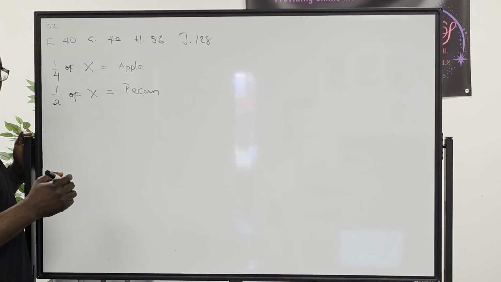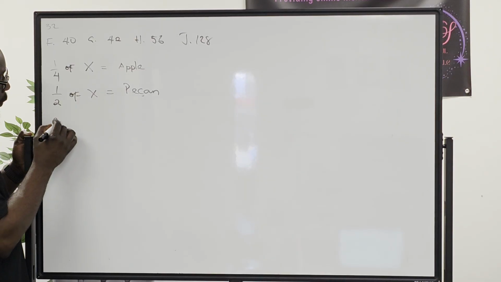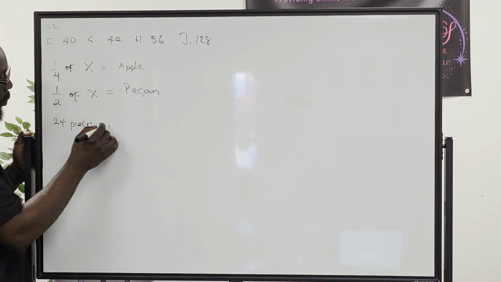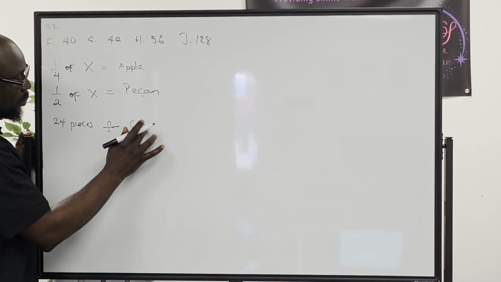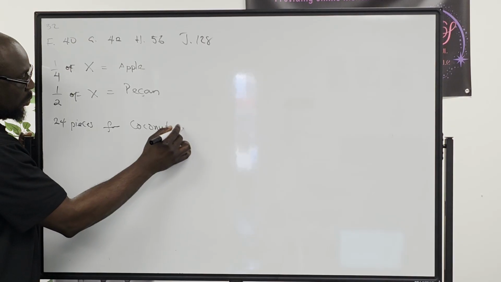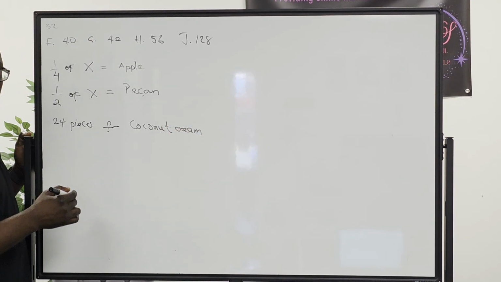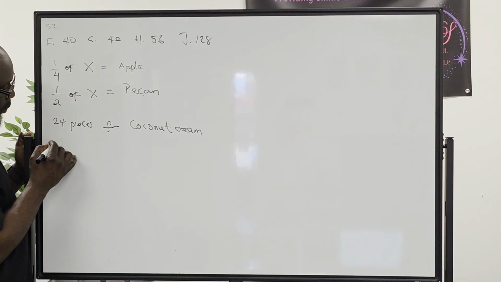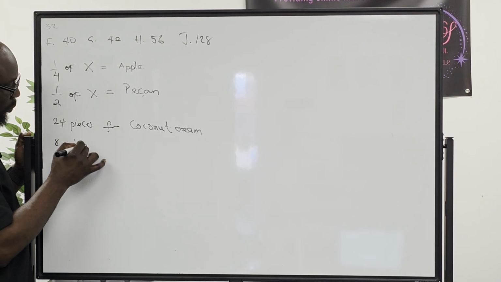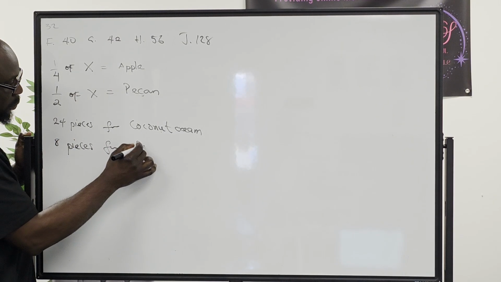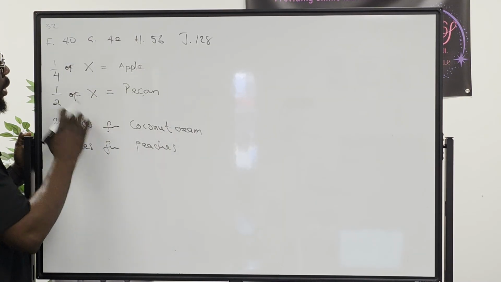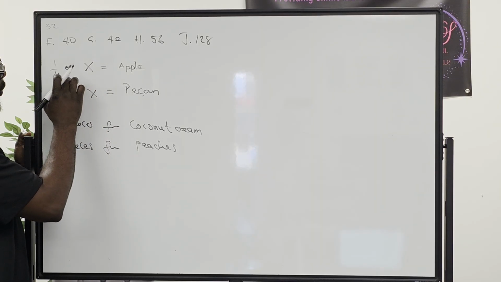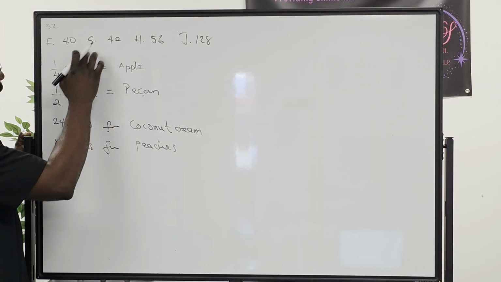And then they actually gave us 24 for coconut cream. This time around, they give us the actual figure. So 24 pies for coconut cream, and 8 for peach. So the question is, how many total pies? They're looking for the total, which we don't know, but we know that 1/4 of x is apple. x here is the total pies.